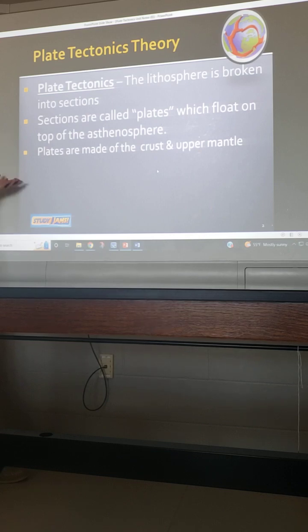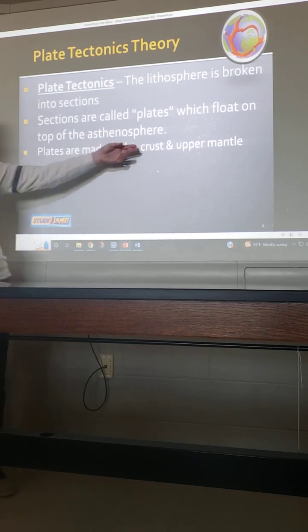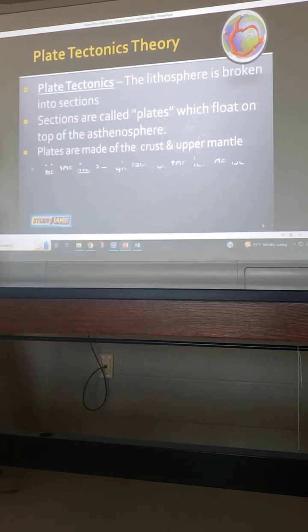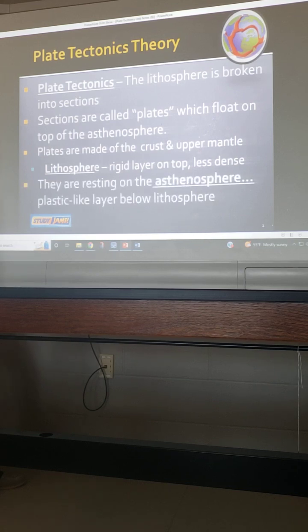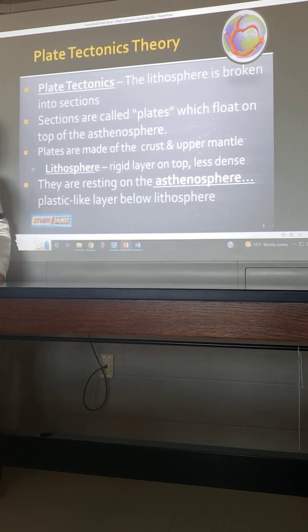And so the plates obviously are lithosphere, which include the crust and that very upper mantle, or the very uppermost mantle. And so this rigid layer on top is obviously less dense, resting on that asthenosphere, the plastic-like melted layer that's right below the lithosphere. So it's really important to have a good handle on these layers, because it just helps put all this together and helps it make sense.